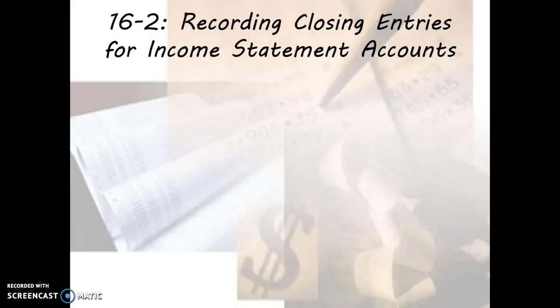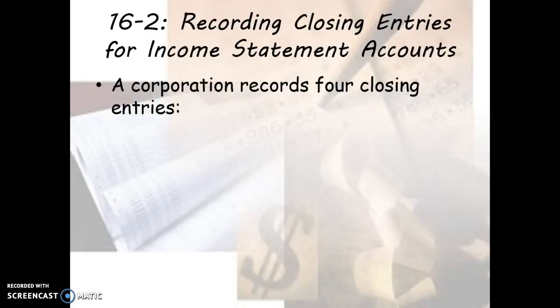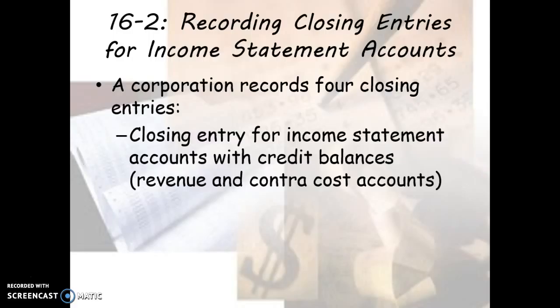16.2 will deal with our closing entries. So we'll just have a refresher of what we need to close and journalize. As a corporation, we will have 4 different main groupings for our closing entries. Our first one will be our closing entry for our income statement accounts that have credit balances. So this basically means any revenue and then contra-related cost accounts to those.